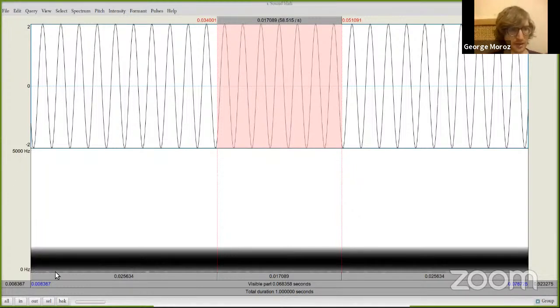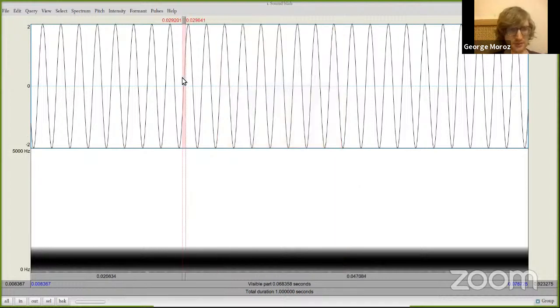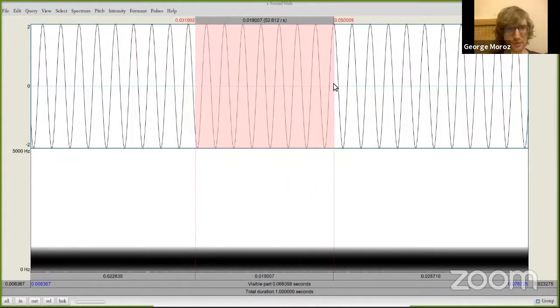On the x-axis, you have time. So this is time, and you can see the total duration is 1 second. Visible part, since I selected part, it is just 0.06. So this is 68 milliseconds. And this division that I'm doing with my mouse actually divides my space into 0.02, 0.01, and 0.02. So this is duration again. And here you have duration before this value and after.